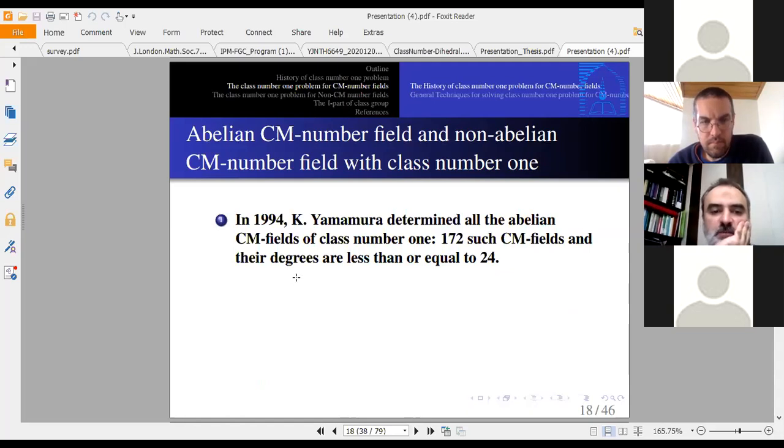The next development was that in 94, Yamamura restricted to the case of abelian CM fields.